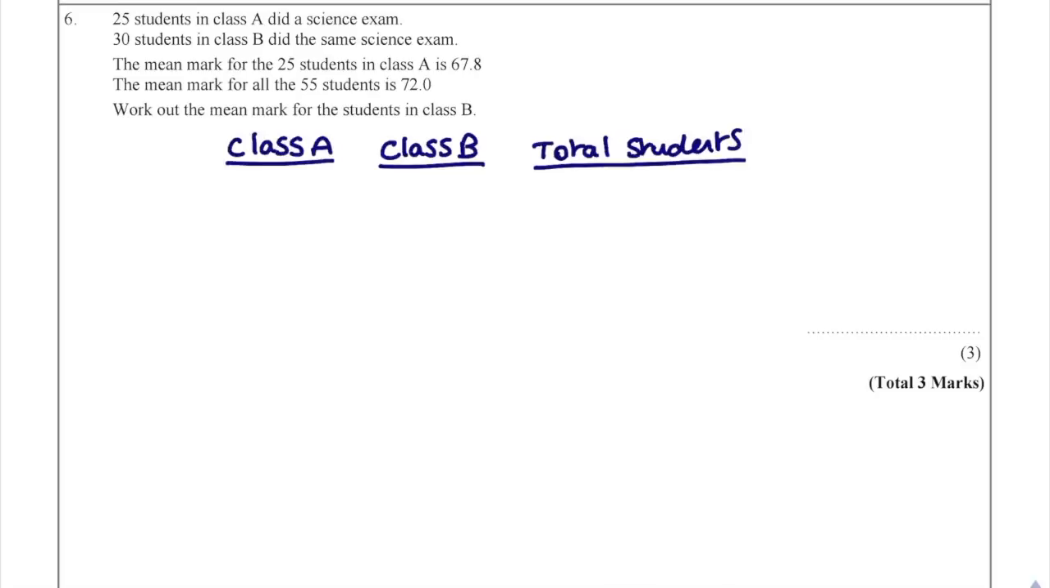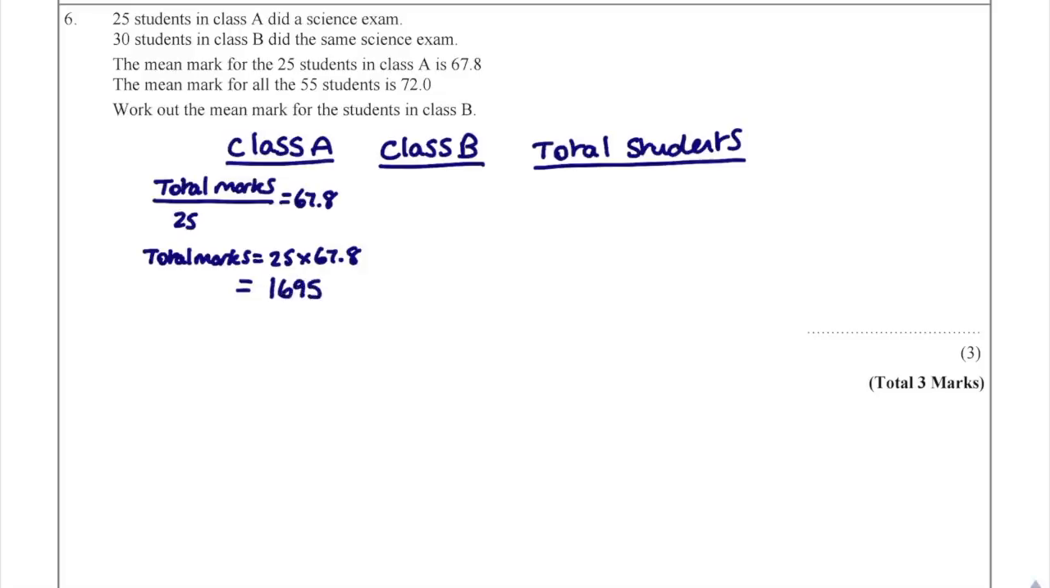So if we use the formula for the mean, that's going to be the total number of marks. Now we don't know what that is, so I'm just going to call that total marks. If we divide that by 25, that's going to be equal to 67.8. So if I just move this over slightly, I can multiply both sides of this formula by 25 so I can work out the total marks. So the total marks is going to be 25 times 67.8. And if you work that out on your calculator, you get 1,695.